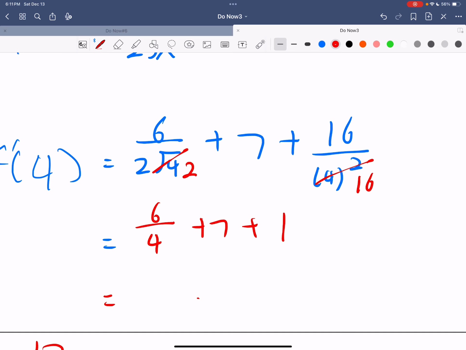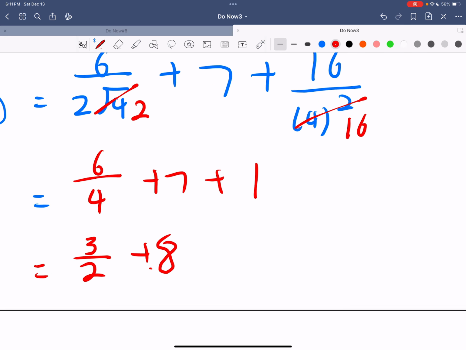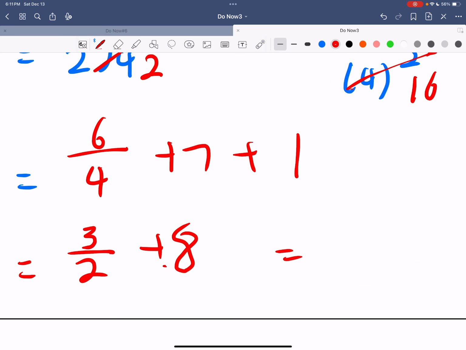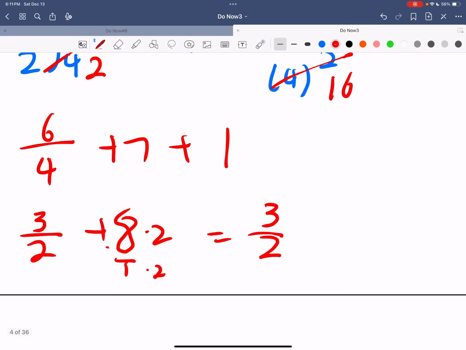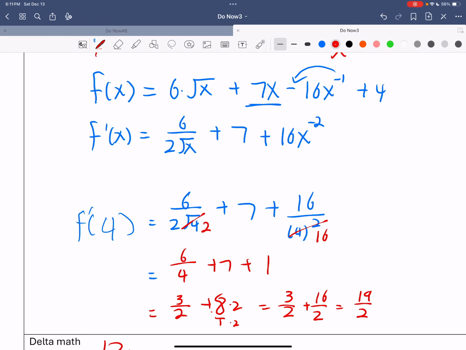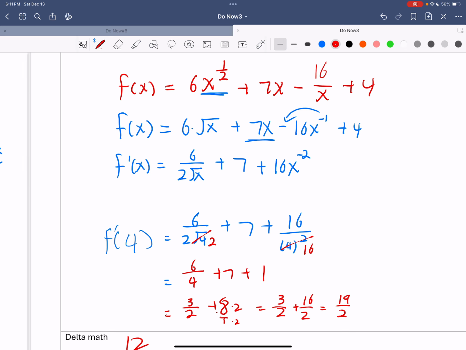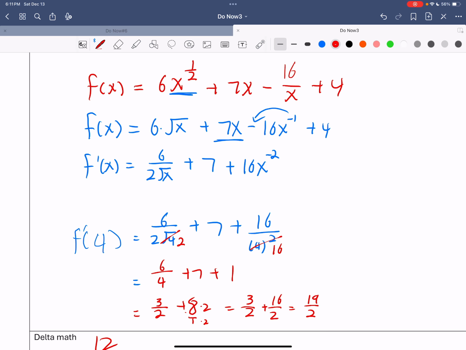So it's going to be the same thing as 6 over 4, which is 3 over 2, plus 8. 7 plus 1 is 8. I keep adding these numbers up by myself. So if you want to simplify this fraction, 8 is 8 over 1, so you have to multiply by 2 to make a common denominator. 8 times 2 is going to be 16 over 2, and when you combine them, it's going to be 18 over 2. I went over this a little bit too fast. But if you pause the video and try to understand this process, you will have no problem understanding this.